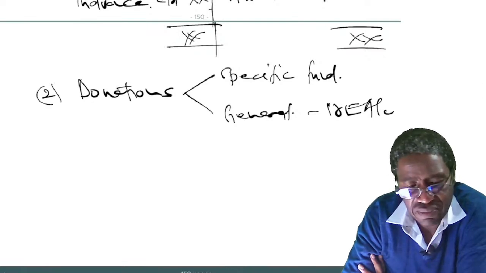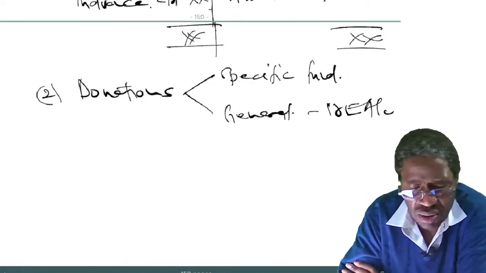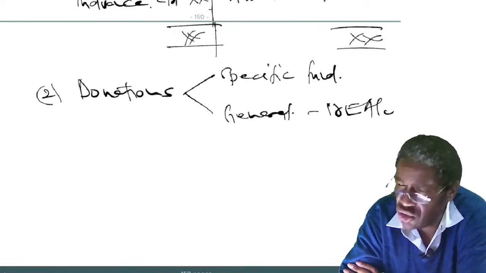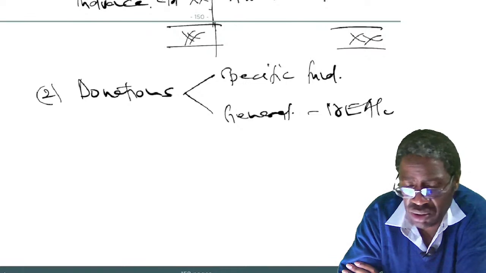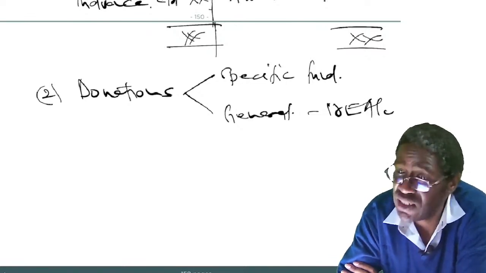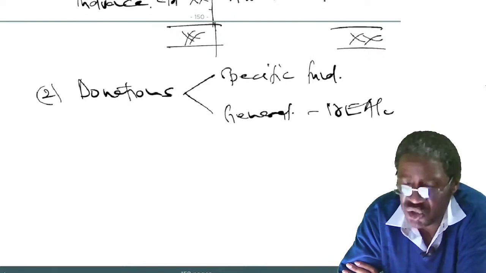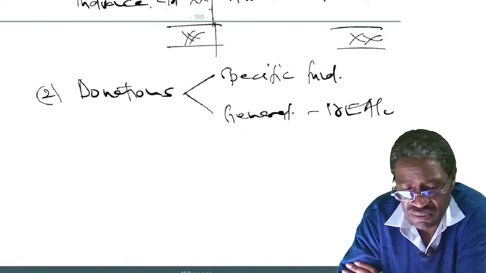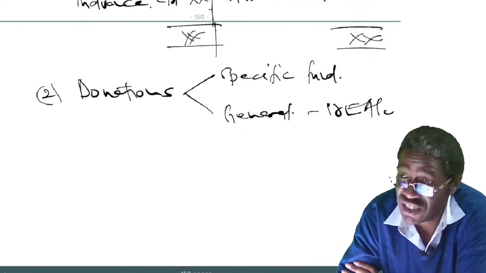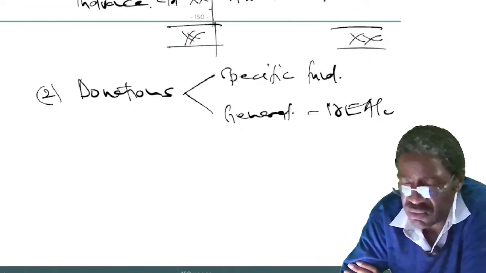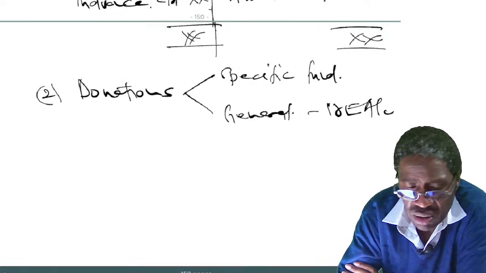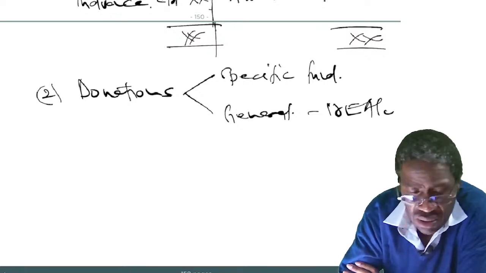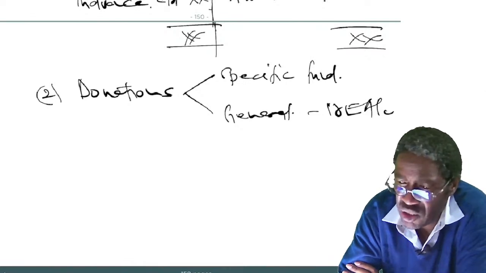Another paragraph. Specific donations are donations whose purpose is defined by the donor, e.g., to construct a church or a clubhouse, or to purchase a motor vehicle, etc.